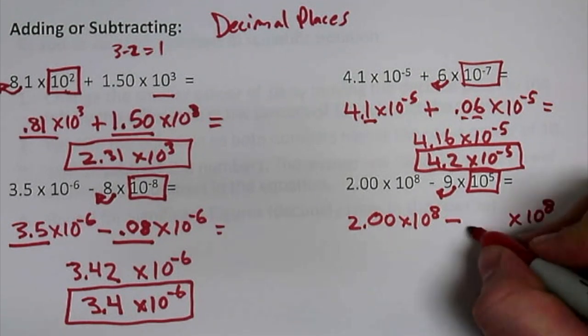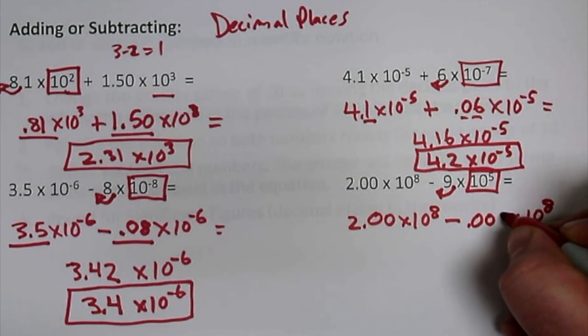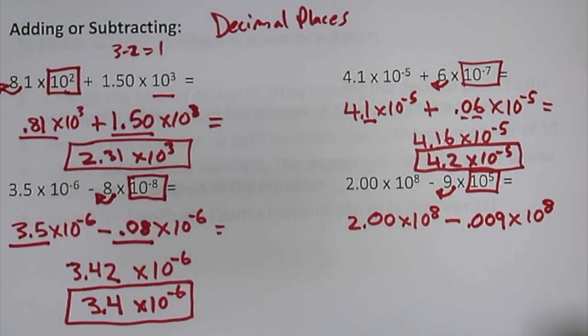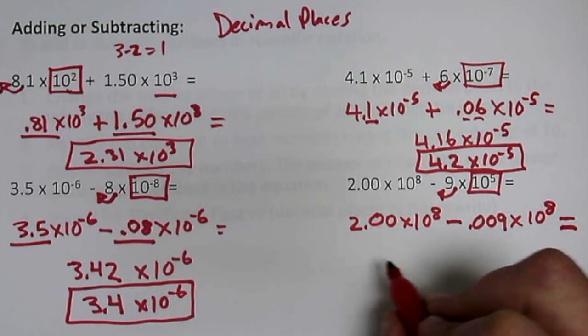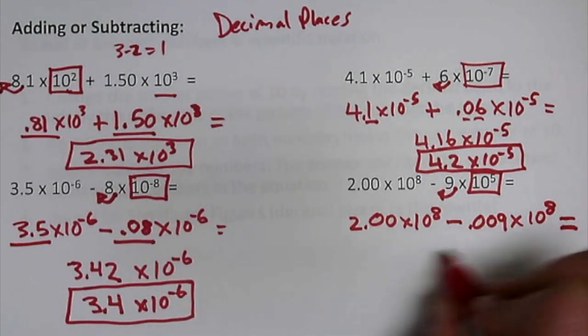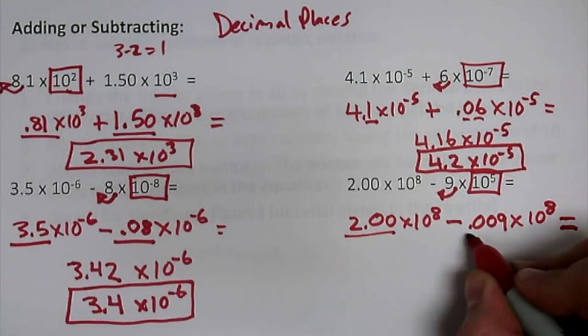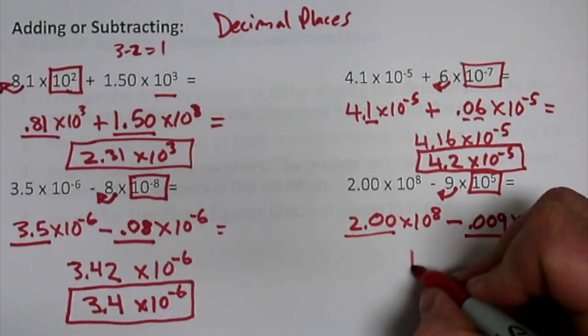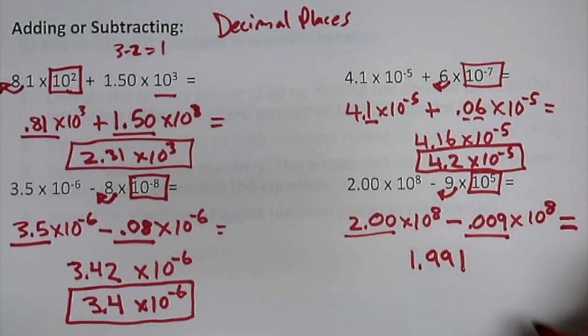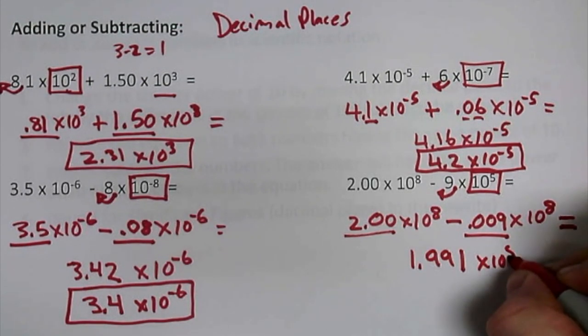So 3 spots over would be 0.009 times 10 to the power of 8. Okay. So now that we have our powers matching, we're just going to subtract 2.0 and 0.009, and I get 1.991 times 10 to the power of 8.